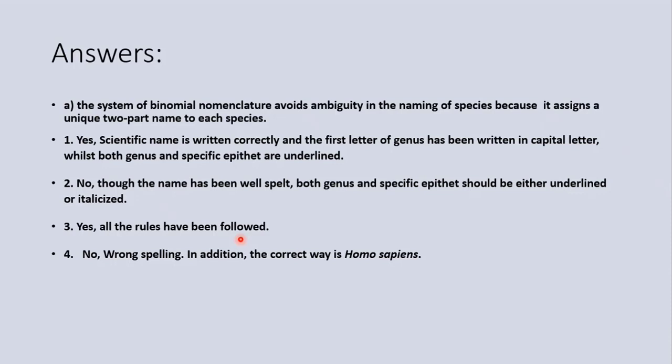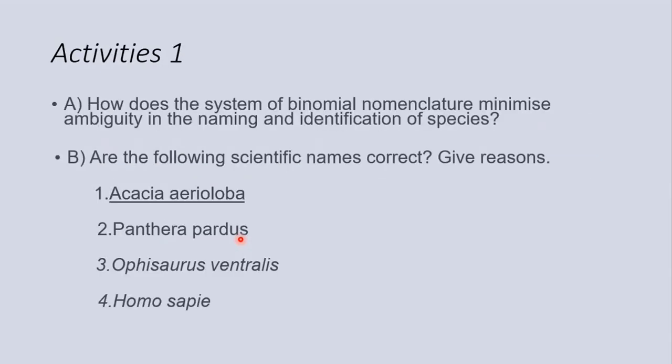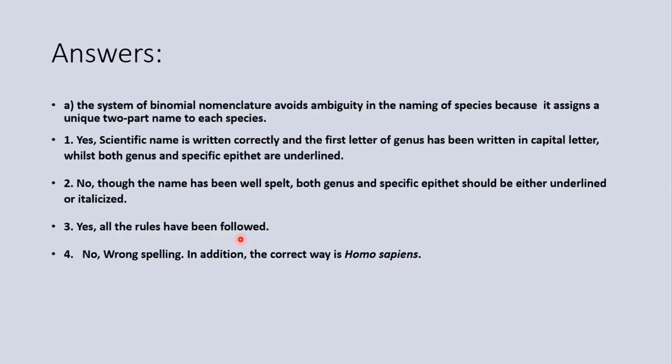Yes, I acknowledge that the spelling is correct, but the genus is not underlined or italicized. The third one, Opisthatus ventralis, is yes, all the rules have been followed. That's a good sign. No, wrong spelling, as we mentioned. In addition, the correct way is Homo sapiens. Any questions with regard to the outline of the answers?